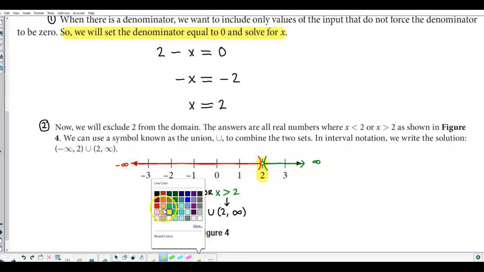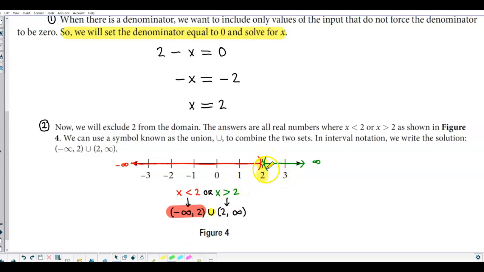But what we can include are all the values from -infinity to 2, which means x is less than 2, but we can't include 2. So that's the first part of the interval notation. Okay, and then we have our union symbol. And then the next part is all the values that are greater than 2.